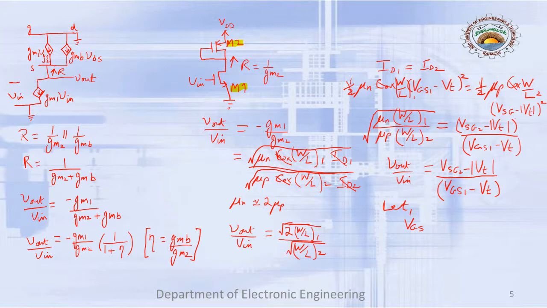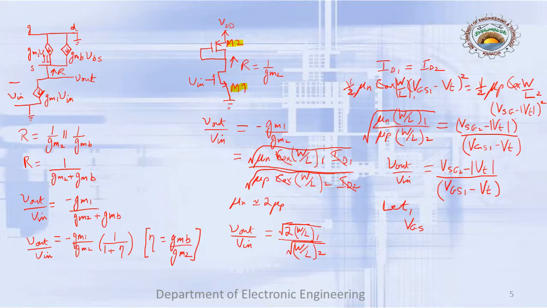Now there is a downside of using this PMOS. What is the downside? Let's look at it. So let's compare the current of the two transistors. We know that the current for the two transistors would be the same. So we can say that ID1 is equal to ID2.